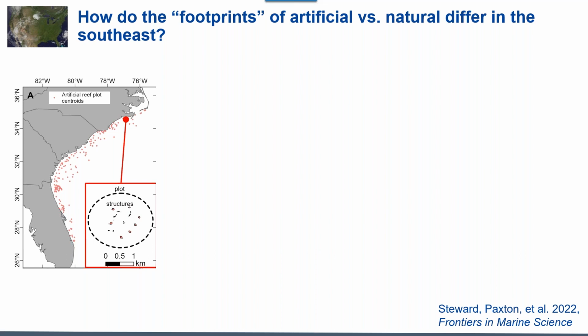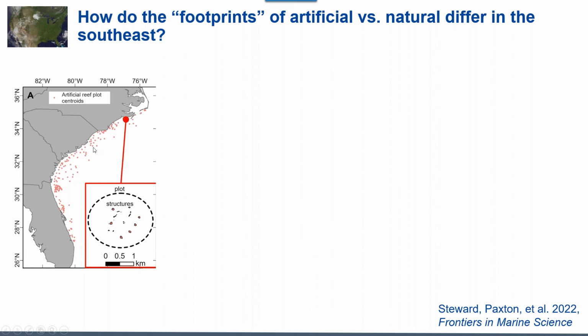What we did was compare the footprint of artificial reefs to the footprint of natural reefs in the Southeast US region. In this left panel, I'm showing you the centroids of the artificial reef zones. I want to reinforce that these are not to scale. As an example of that, we have an inset here looking at one of the artificial reef zones, characterized by a circular permitted zone shape off the coast of North Carolina, and the structures within.